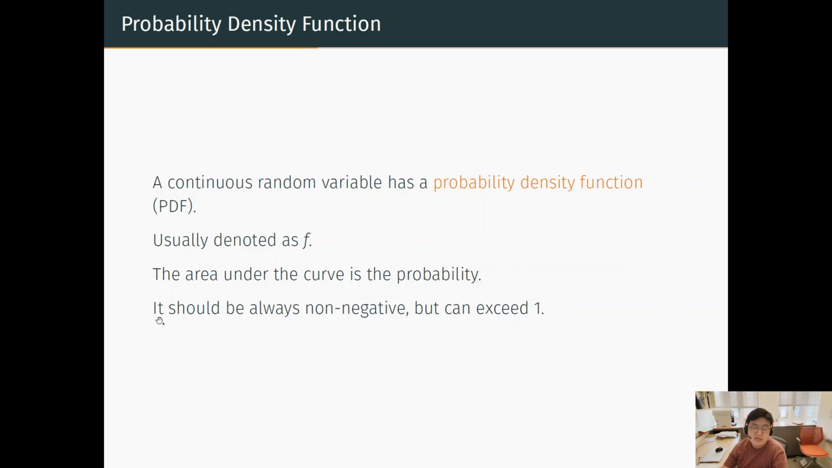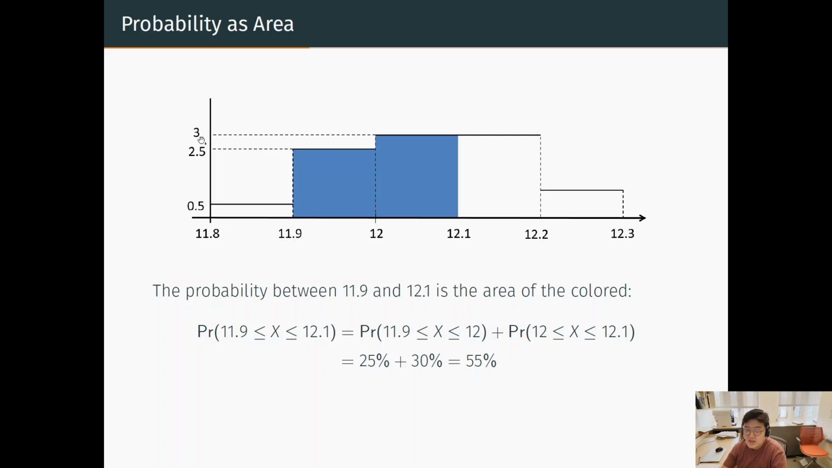And of course it should always be non-negative, but it may exceed 1. As you see, the height could be 3 because you are going to multiply by 0.1. In the end, the sum of the area should be 100%, should be 1, but the function value, the height, does not need to be smaller than 1 because it's relative. After multiplying by the width, it should be less than 1, but not the height itself. Okay.